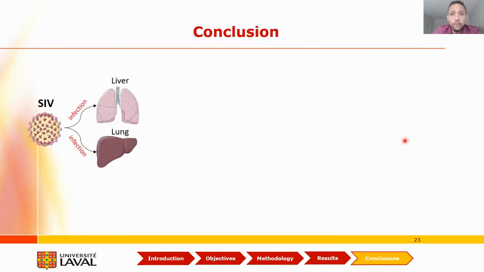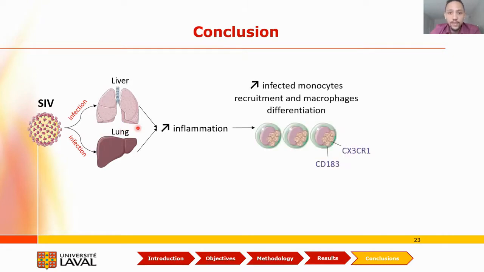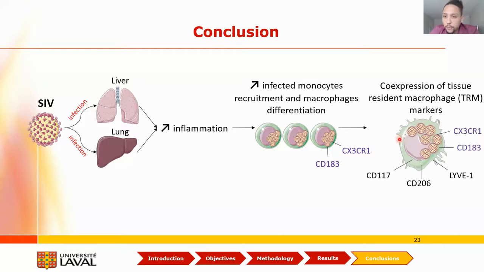In conclusion, we propose that in our model, HIV infection of the liver and lung is associated with an important inflammation and a recruitment of infected monocytes. Once recruited to inflammatory sites, infected monocytes differentiate into inflammatory macrophages, acquiring tissue-resident macrophage markers. Thus, viral DNA found in tissue-resident macrophages is comparable to that found in monocytes.